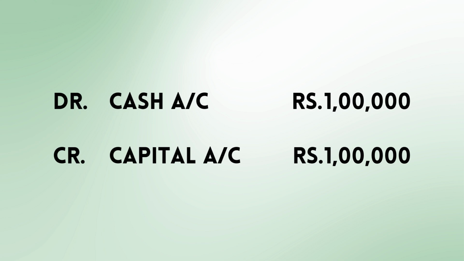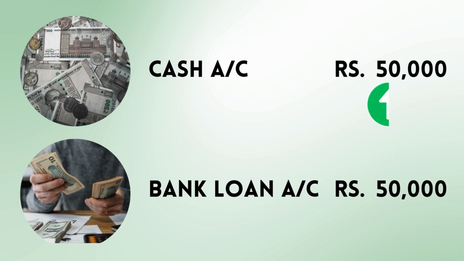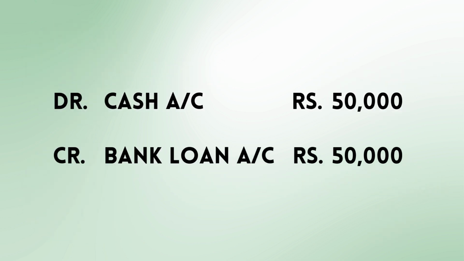Thus, the accounting entry would be debit cash account rupees 1 lakh and credit capital account rupees 1 lakh. Then John takes a bank loan of rupees 50,000. This leads to the increase in cash account, which is an asset, and bank loan account, which is a liability, by rupees 50,000.